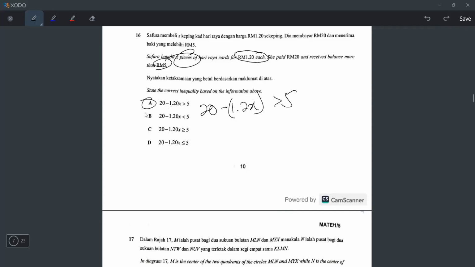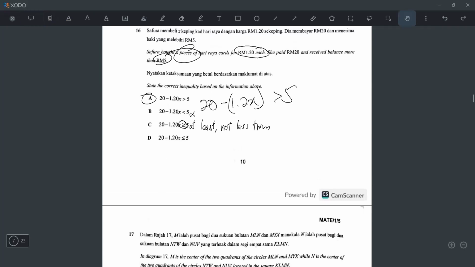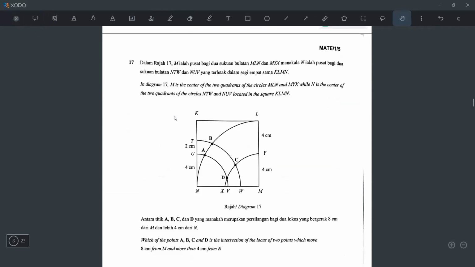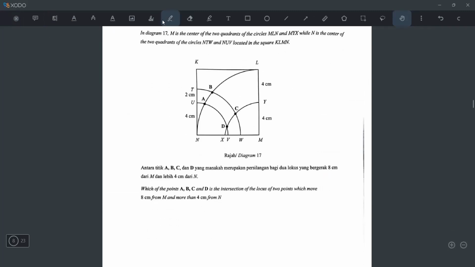Yeah, that's the answer. Not B, because they already say this has to be more than. Not C also, because they never say at least. If they say at least or not less than, then the answer will be C. But if they say more than, then there is no line underneath. The answer is A. Okay, understand? Because she paid 20 ringgit, and then she gets a balance of more than 5. So 20 minus the price she pays should be bigger than 5. Okay, I think it's very simple. Let's just continue.